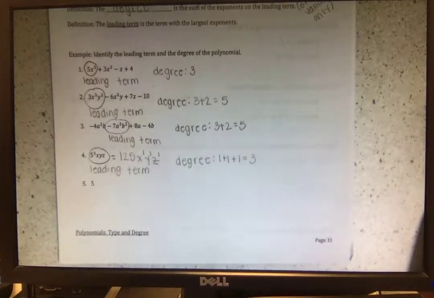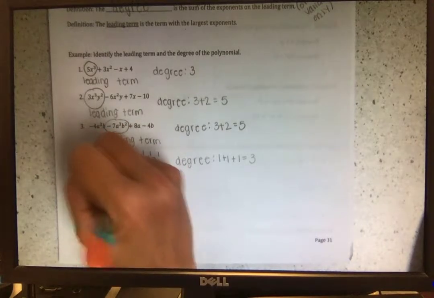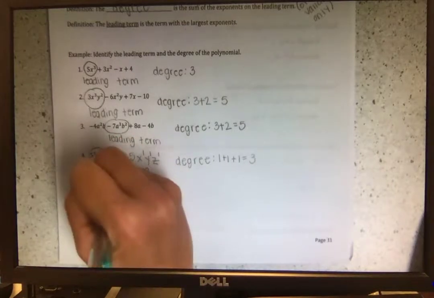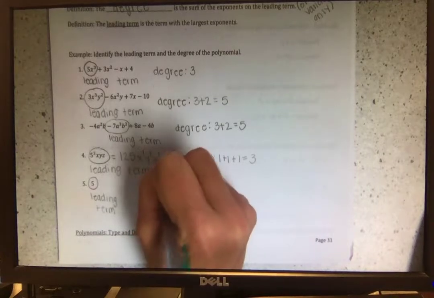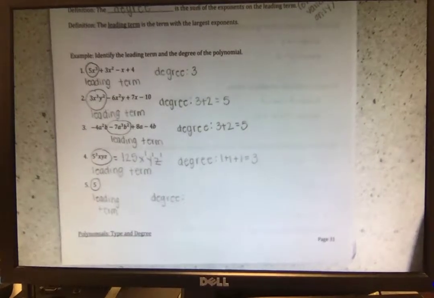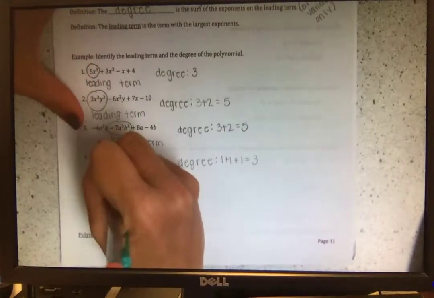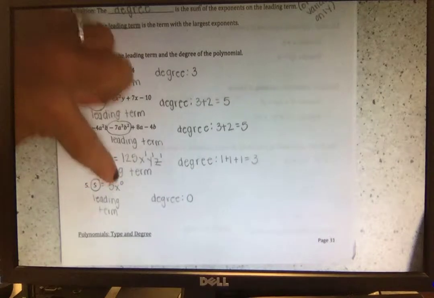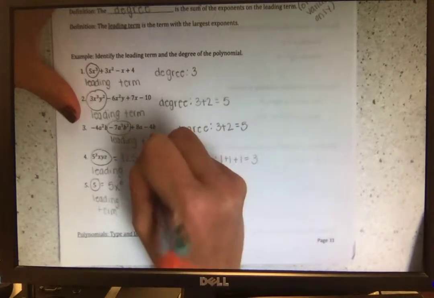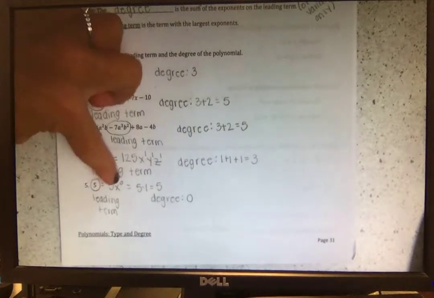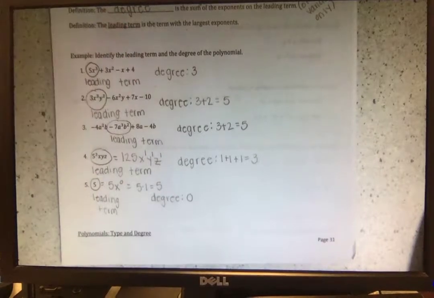Last but not least, example 5, we just have 5. This is our only term, so this will be our leading term. The degree is the sum of the exponents on the variables. There's no variables, so that means our degree is 0. Another way to think about this is I can rewrite this as 5x to the 0 power. Because x to the 0 power is 1, that's just 5 times 1, which is 5. So here you can easily see that our exponent for the leading term is 0, so our degree is 0.